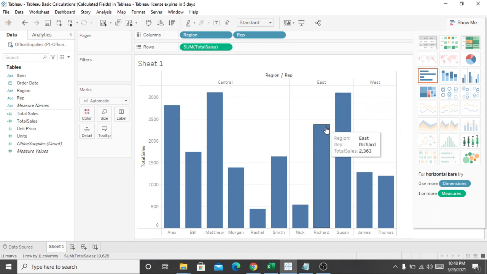Richard was earlier the top in the single unit sales, not in the value of total sales counted by the price. Because each unit has a different price, we need to calculate by the complete sales value. So Susan comes first, and over here we can see James comes first in the west region.